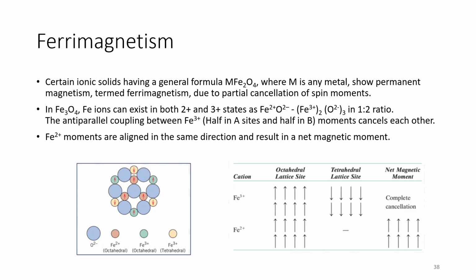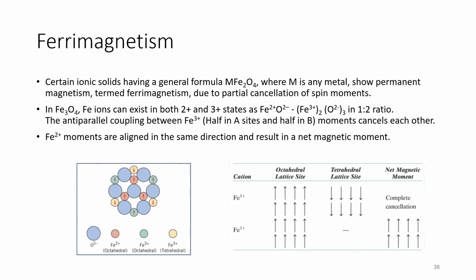Next up we have ferrimagnetism. Certain ionic solids having a general formula MFe2O4, where M is any metal, show permanent magnetism, termed ferrimagnetism, due to the partial cancellation of spin moments. In Fe3O4, Fe ions can exist in both 2 plus and 3 plus states, as Fe2 plus O2 minus, or Fe3 plus and O2 minus 3, in a 1:2 ratio.